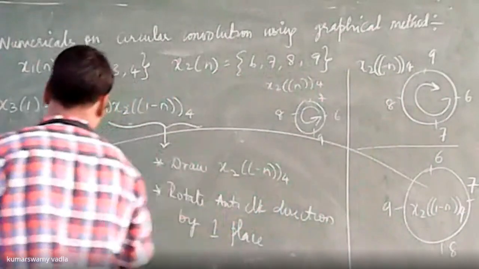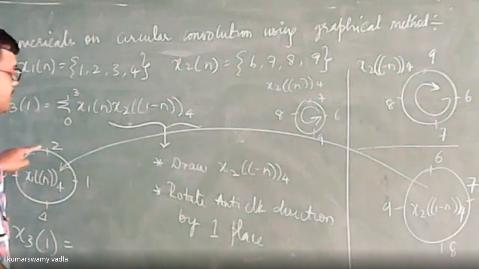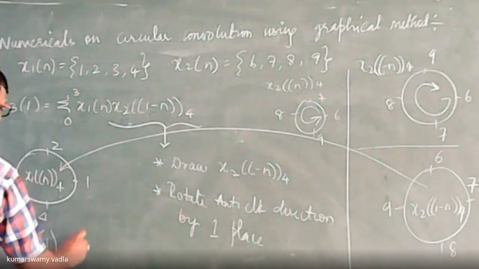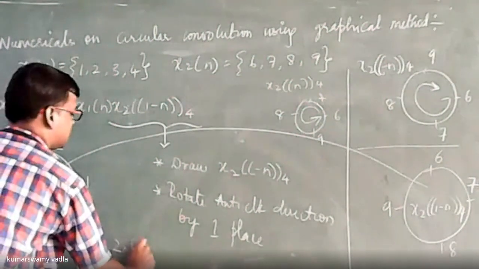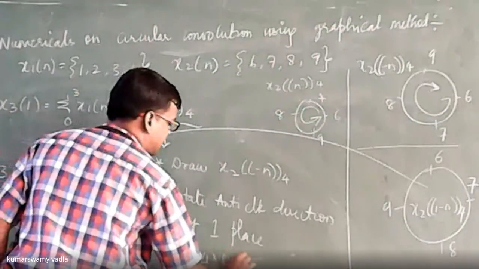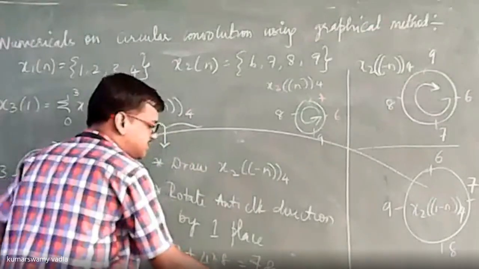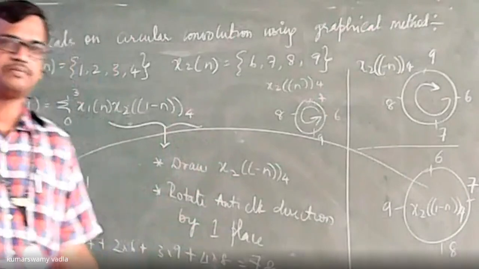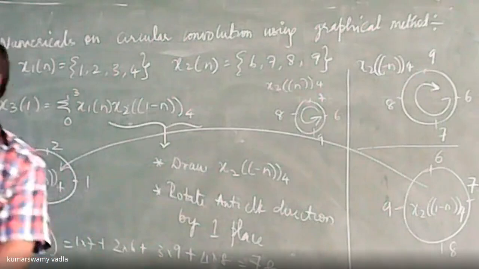What do you get here, friends? x3 of 1 is equals to 1 into 7 plus 2 into 6 plus 3 into 9 plus 4 into 8. What is the answer, friends? 78, sir. Is this answer same as your previous one? Yes, sir. Okay. Please note it down. I'll give 1 minute time.